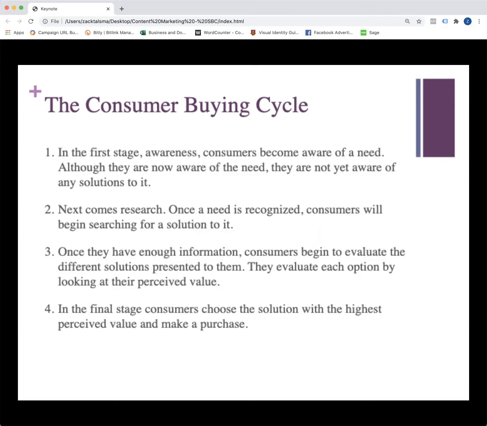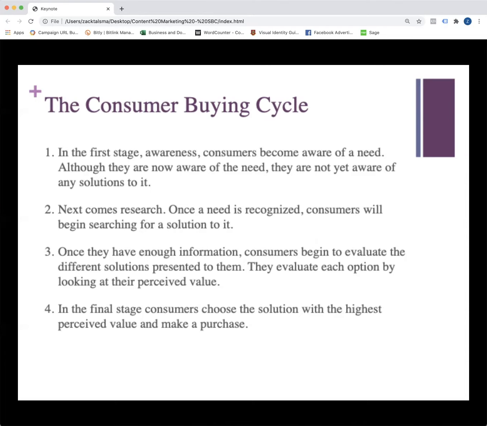Once you have enough information, you've seen the menus, you see what they offer, you start to evaluate your choices, which is the third stage. You evaluate these options based on perceived value. That could be how good you think the food looks versus how much it's going to cost you versus how long it's going to take you to get there. All these things. So value is not necessarily all monetary. It can also be time, effort.